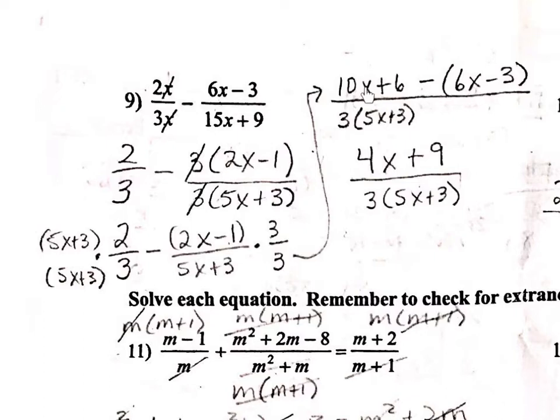So I have 10x minus 6x is 4x. And then 6 minus a negative 3 is 6 plus 3, which is 9. And then my denominator is just the common denominator that we created, 3 times 5x plus 3, and that's this right here. So that's our final simplification, and we're done with that one.